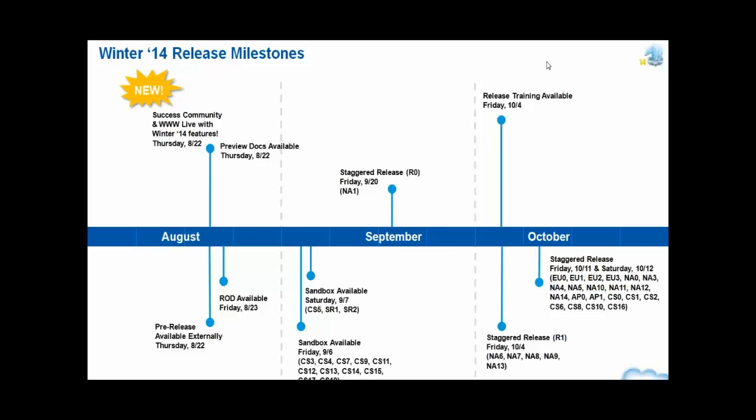Really quickly, the milestones, the actual release is right around the corner. We have on Friday the 4th is when our first staggered release goes up into NA 6, 7, 8, 9, and 13. And then our other environments go up on Friday and Saturday the 11th and 12th.